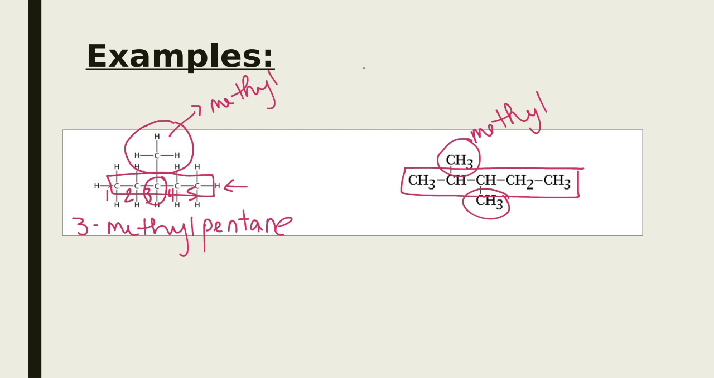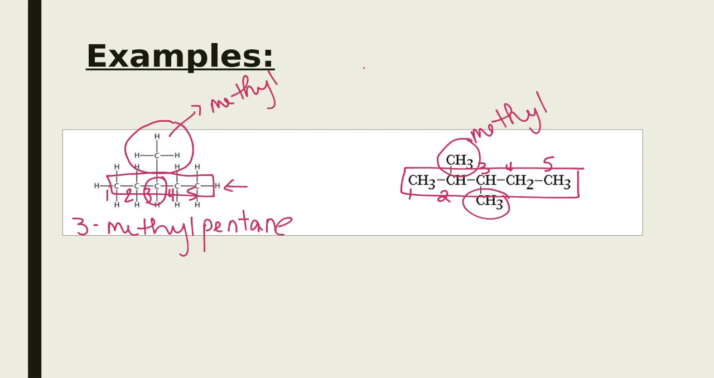I'm going to number this chain from the side closest to the first branch or first alkyl group. So this side over here, 1, 2 carbons takes me to the first branch. If I went from the other side over here, it would be 1, 2, 3 carbons until I get to the first branch. So we do not want to do that. We're going to start from the other side and keep numbering. So we have 1, 2, this is carbon 3, 4, and 5.